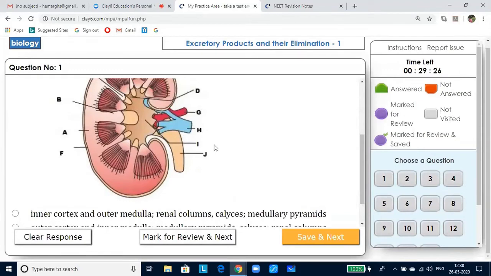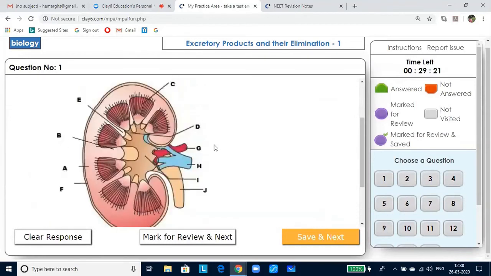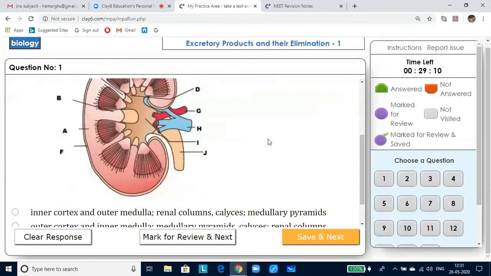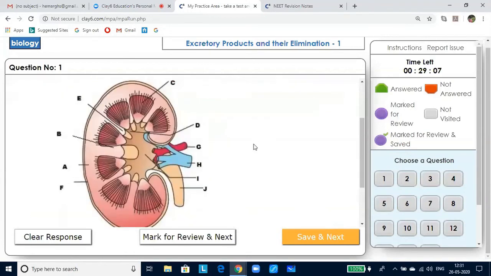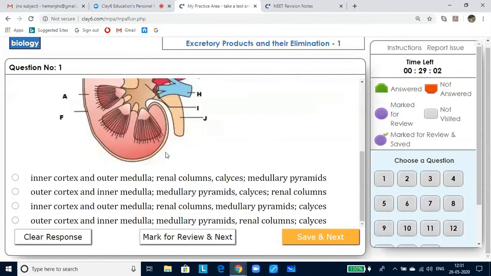Now what is A? A is the outer cortex, B is the inner medulla, C is medullary pyramids, D is the calyces, and then we are supposed to identify E. Where is E? This is E. This is the renal columns. So let us look into the choice. Outer cortex, inner medulla, medullary pyramids, calyces, renal columns. So this is the answer.